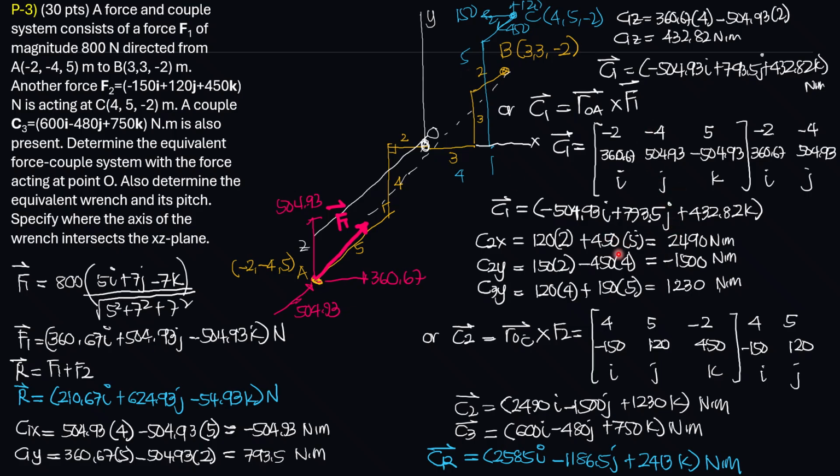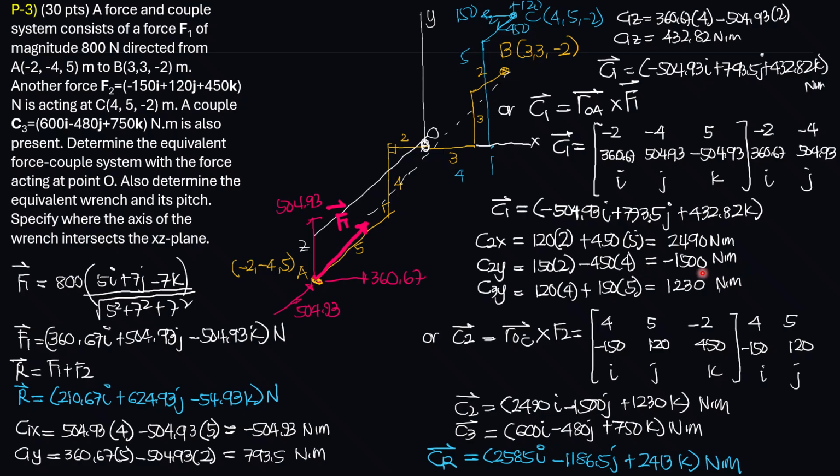So that is 2490 Newton meter, by the scalar approach. Then moment about OY, this is the positive sense. So the moment of 450 is negative, while the moment of 150, which is at the back, is positive in that sense. So 150 times that distance, which is 2, then minus 450 times 4. This distance is 4. So negative 1,500.